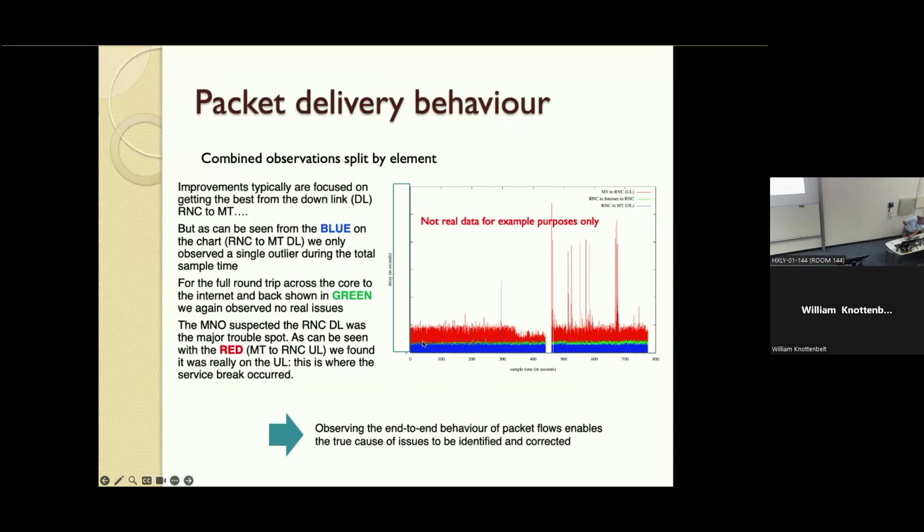Okay, so if you look at what's happening here, typically companies will focus on the downlink. But you can see that the downlink behavior here is actually fairly uniform. There's only one outlier here, okay? The round trip in the internet, the green part, there's no issues. The MNO suspected the downlink was the problem, but as you can see here, it's the red, the uplink, that was really where the problem occurs, okay?